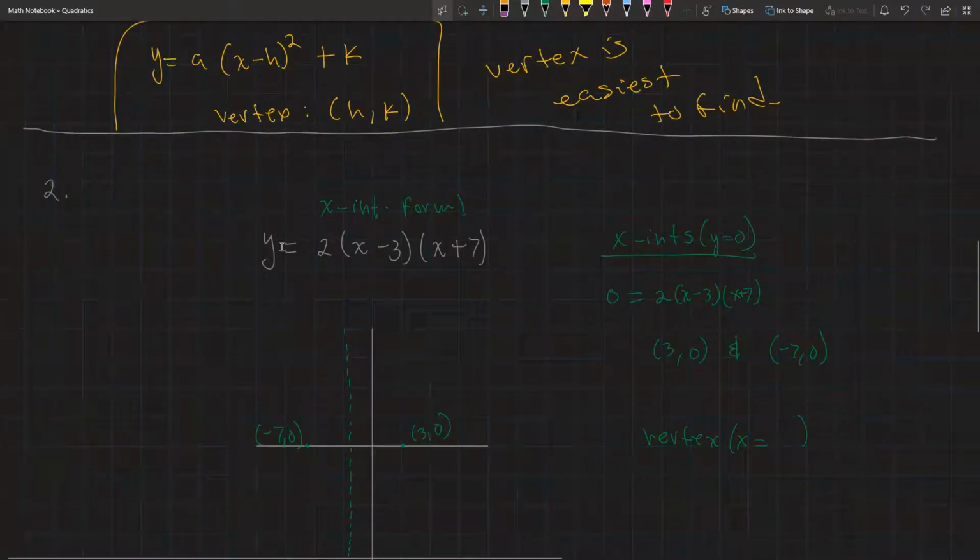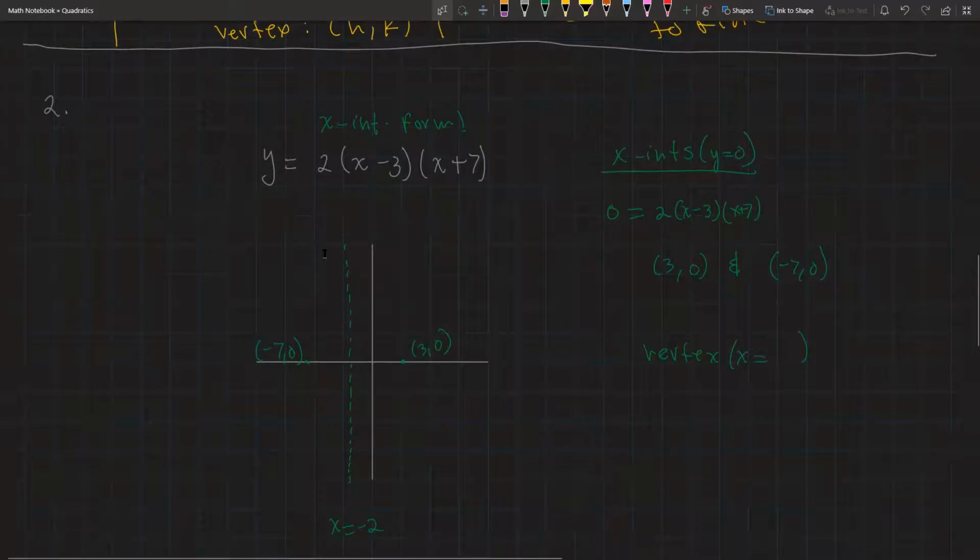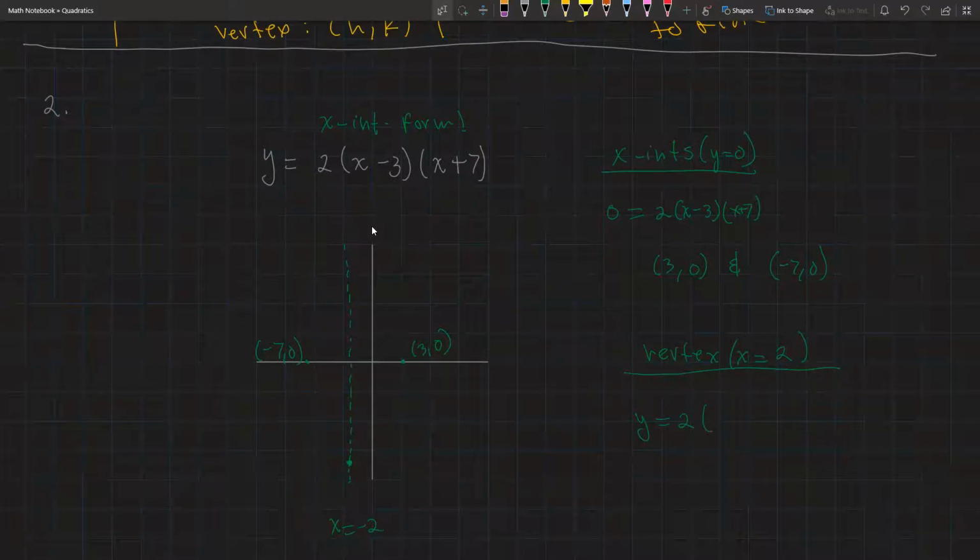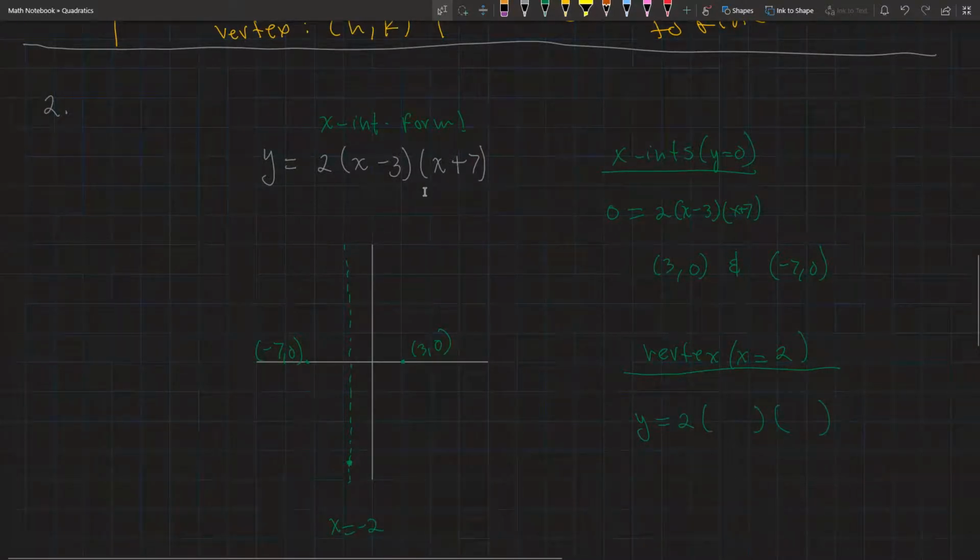This is curving upwards because the a term, in this case, is a vertical stretch. We know that because the a term is greater than 1, it is positive. Therefore, this should be curving upwards. Now we want to know what the vertex is when x equals negative 2. Great. So we can plug it in the factored form, which is my preference. And now we can say it's 2 times something times something.